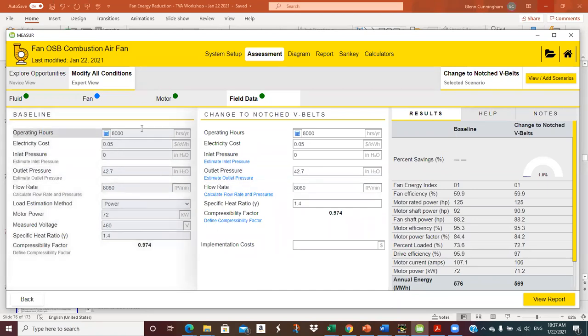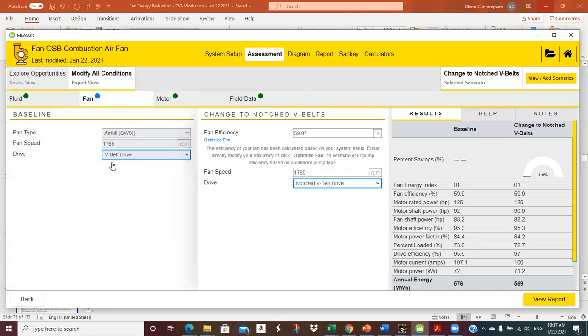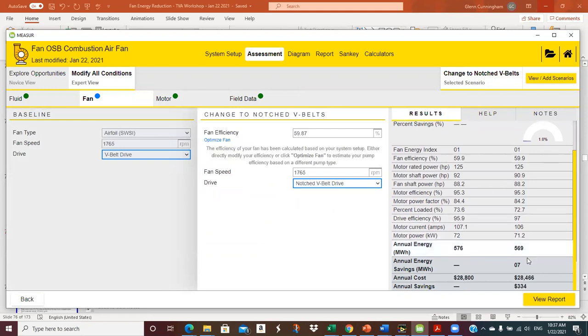And all I did was change, I guess it was on the fan, from a V belt to a notch V belt. I wanted to see what it would project that savings to be. It sees that savings as $334 a year. That's probably not a bad number, 1.9%. That's probably a pretty reasonable number. Now, if you replace the fan and ran this with it, then you're not going to see that 334 because it's not transmitting as much power once you do the fan change out as well. Okay.